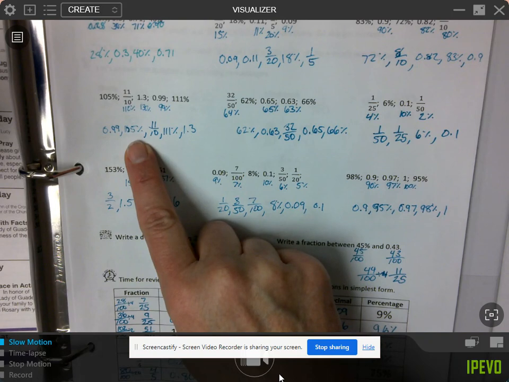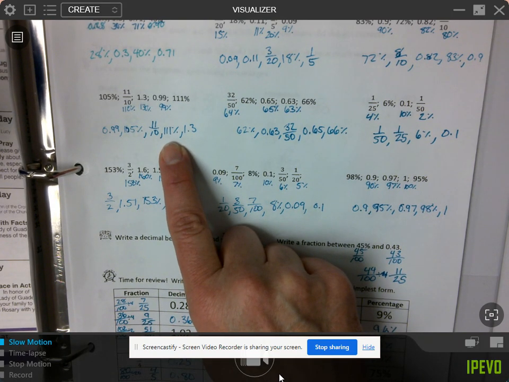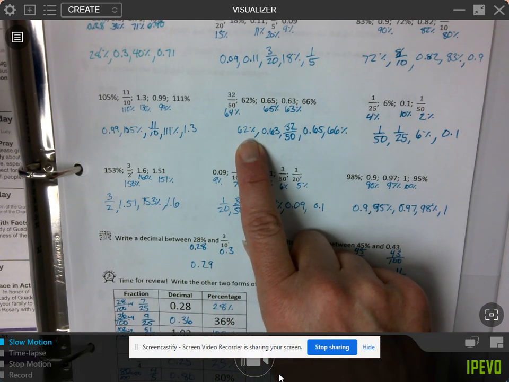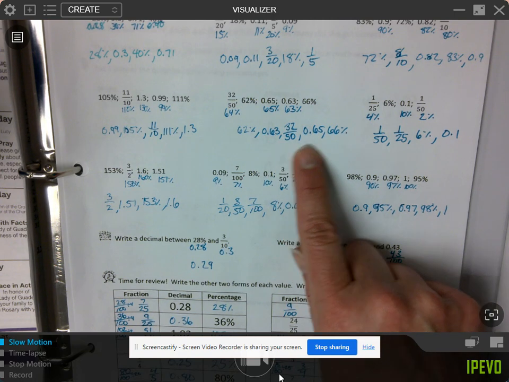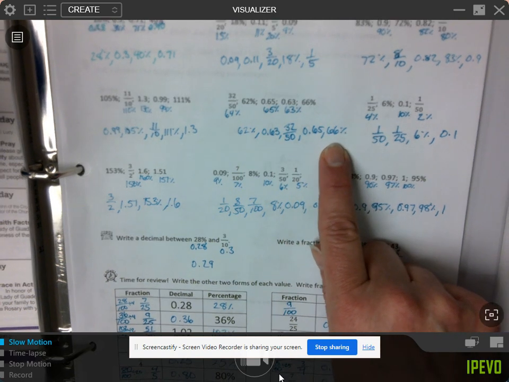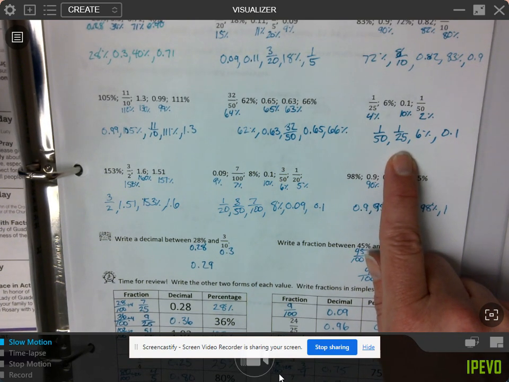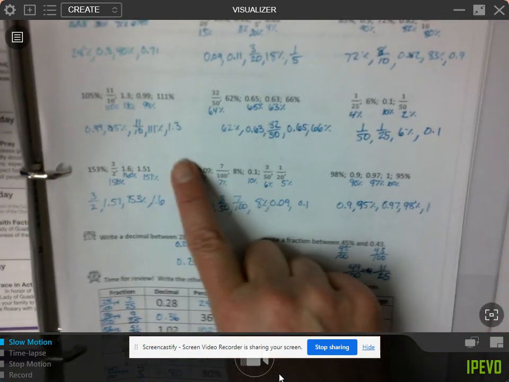0.99, 105%, 11/10, 111%, 1.3. 62%, 0.63, 32/50, 0.65, and 66%. 1/50, 1/25, 6%, 0.1. Any questions on that middle row?